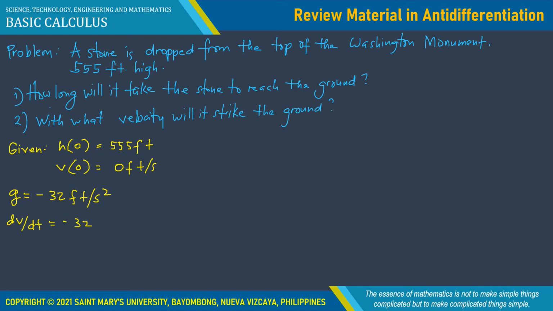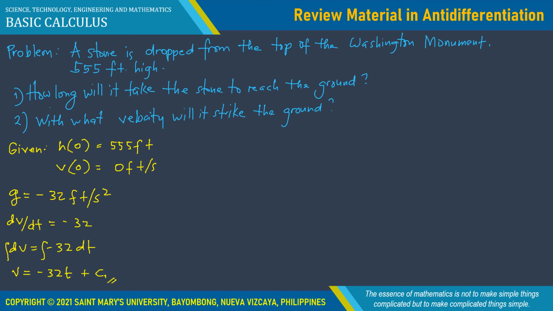Solve natin ang velocity. So that will be dv is equal to negative 32 times dt. Then, integrate lang natin. So take the integral. So the integral of dv is v. So we have negative 32. The integral of dt is t. So negative 32t plus c sub 1. So yan ang ating velocity.